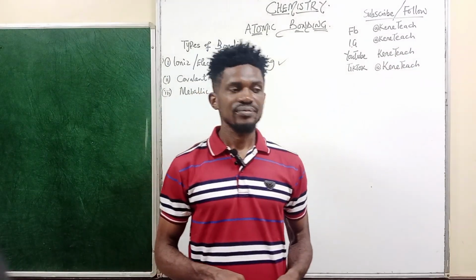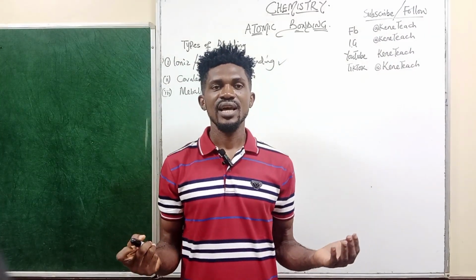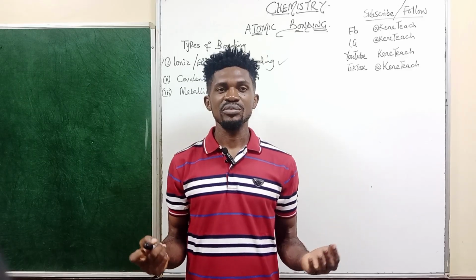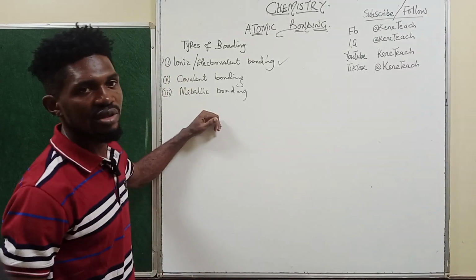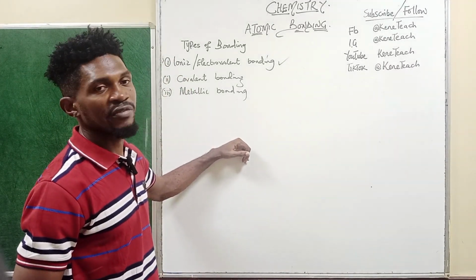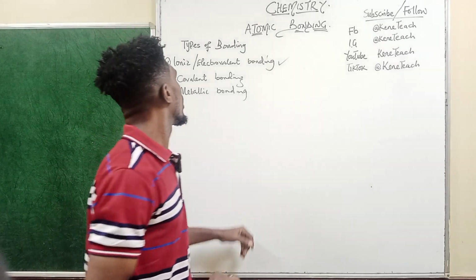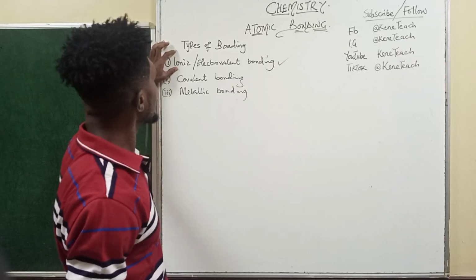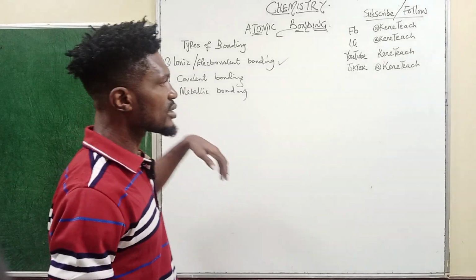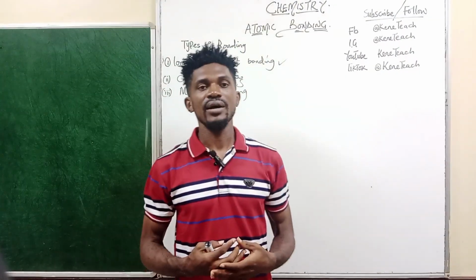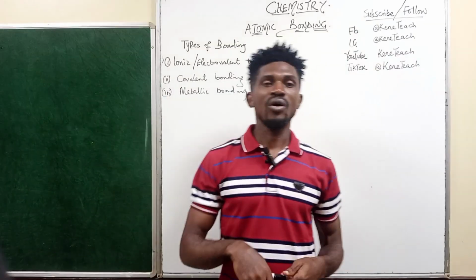The reason being that they are not in a stable state yet and they are doing everything possible to attain that stable state. And this stable state or configuration is called the octet rule or the duplet rule. And then, as mentioned earlier, I'm still going to be explaining the electrovalent bonding, or what we call the ionic bonding. And what happens in ionic bonding or electrovalent bonding?